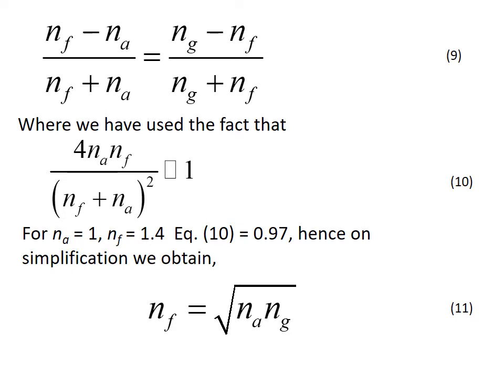Hence, on simplification, we get Nf, that is the refractive index of the anti-reflecting film, which is to be coated on the surface of the glass. It should be around the square root of the product of the refractive index of the glass and the refractive index of the air. Since the refractive index of the air is taken as 1, my expression reduces to: the square root of the refractive index of the glass should be the refractive index of the film that is to be coated on its surface for better results.